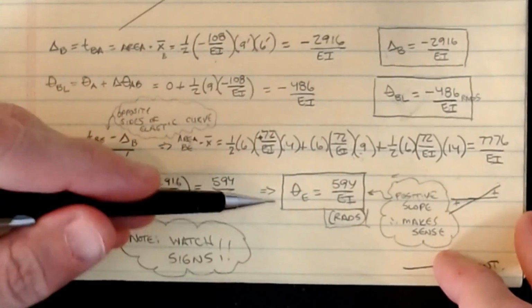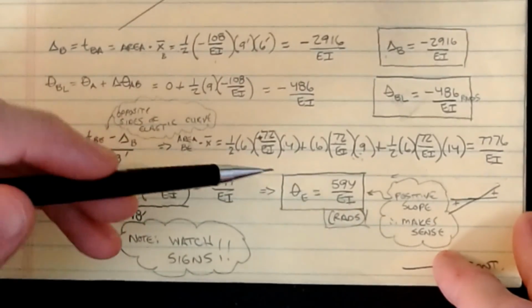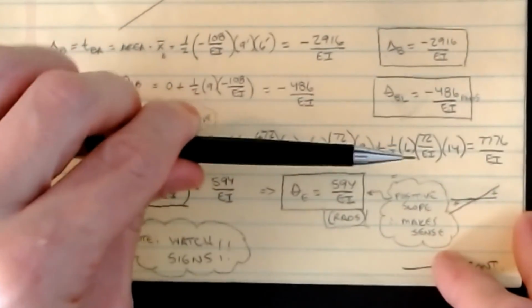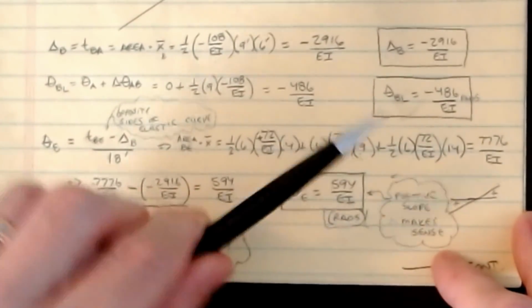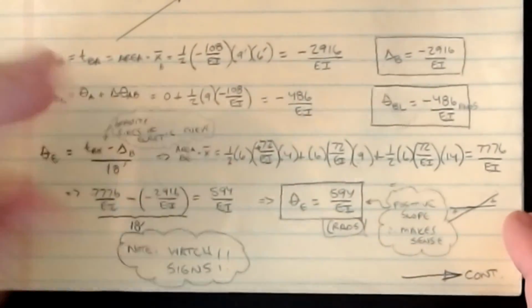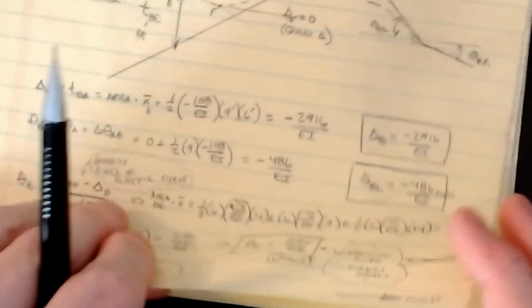And again, this is a positive value. So what's happening is that if we started out here and we're rotating to here, that's counterclockwise. That is indeed a positive value. Okay, so it makes sense to us for what we're doing there.